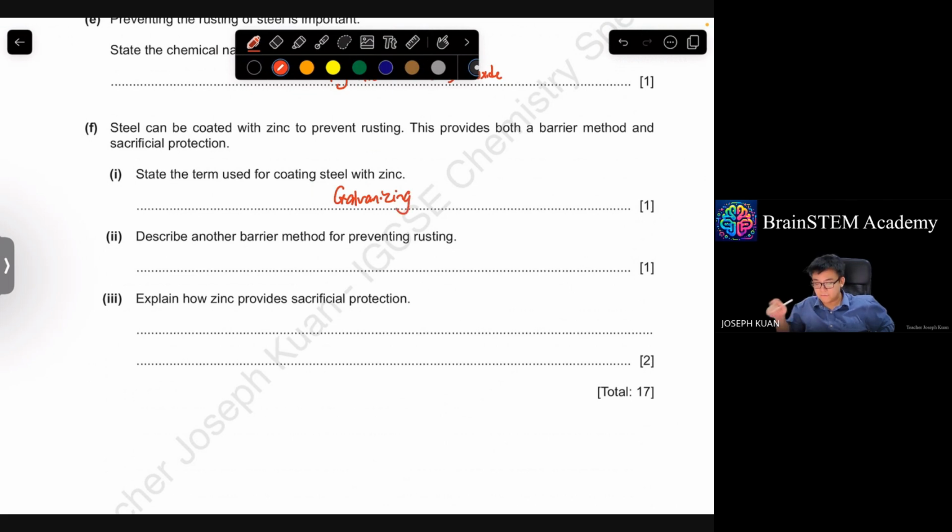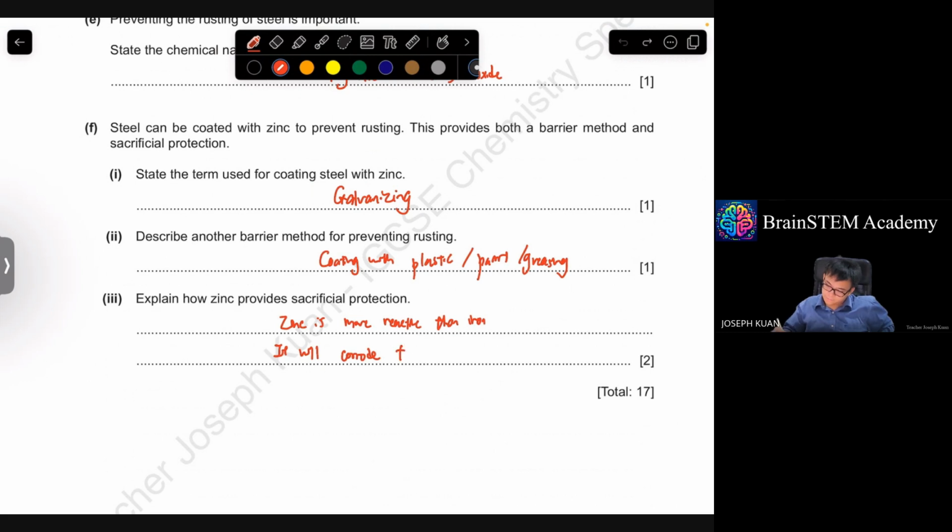Describe another barrier method for preventing rusting. You can use coating with plastic, coating with paint, right, or greasing. Okay, next question. Explain how zinc provides sacrificial protection. Because zinc is more reactive than iron, which means that it will corrode first instead of iron.